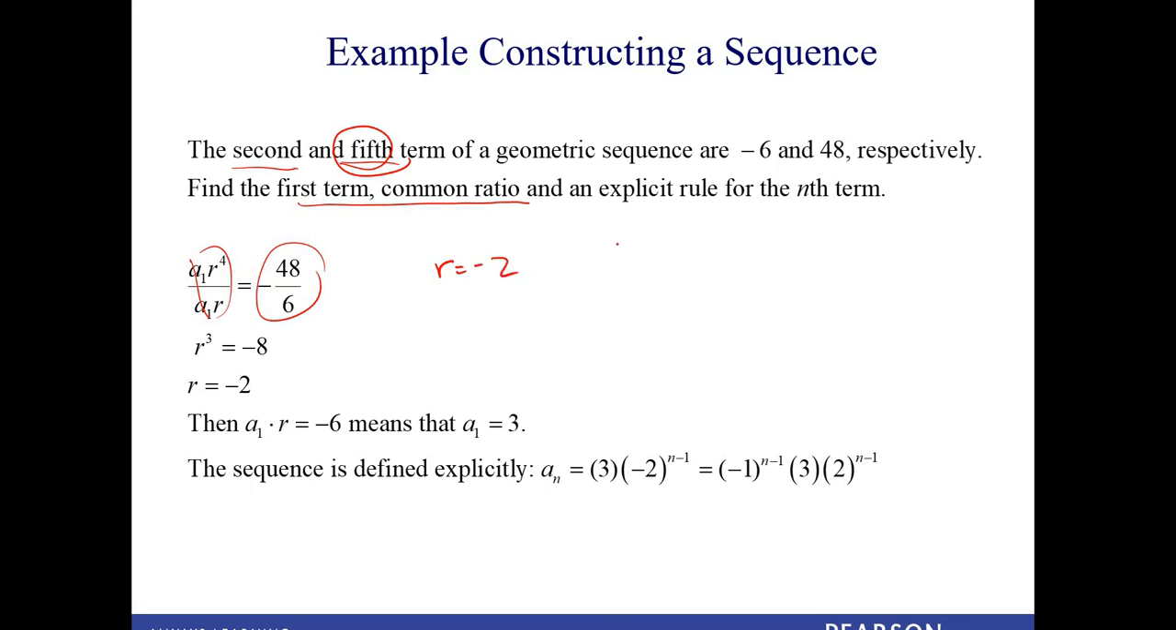Now remember, when I have an explicit rule, I need to have my a sub 1. So we know that a sub 1 times r will give me a sub 2. So a sub 1 times negative 2 has to give me negative 6. So therefore a sub 1 is 3. So now I can write my explicit rule, the first term times my ratio to the n minus 1, and again pulling out that negative 1 to the n minus 1 as a separate term indicating plus minus plus minus.